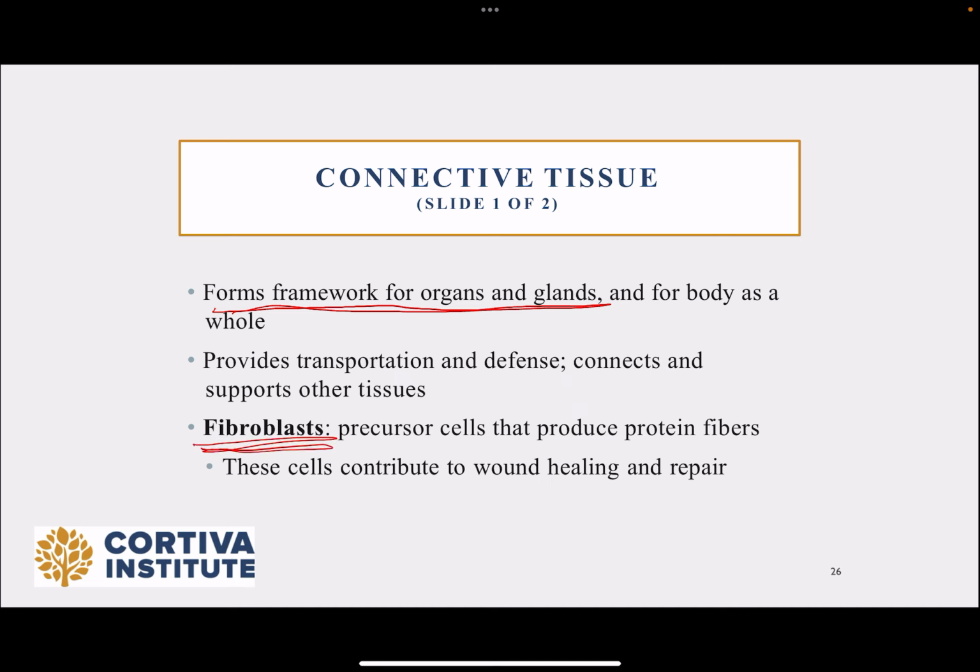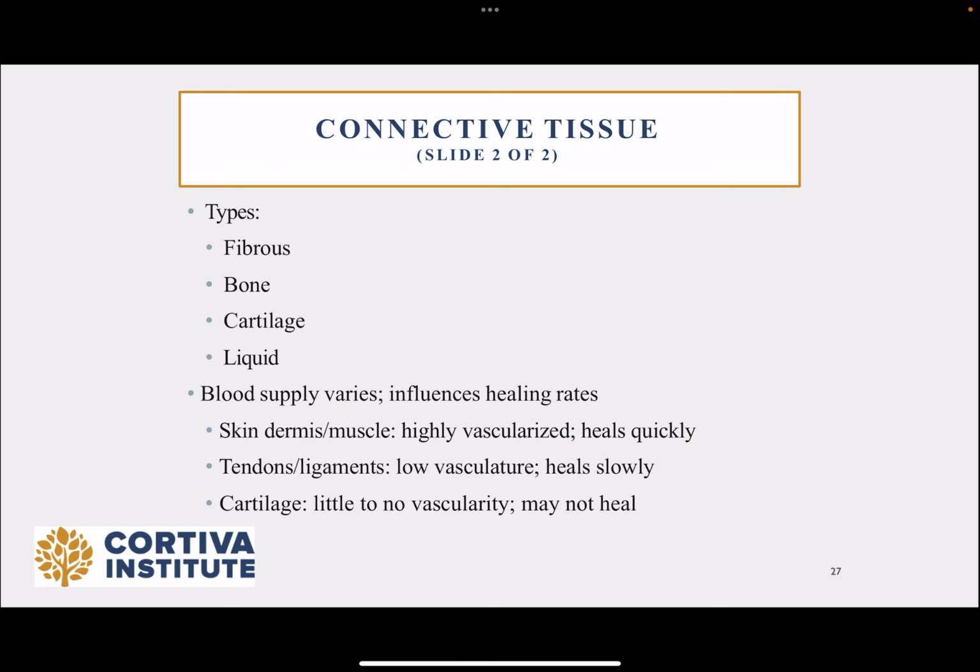Fibroblasts, right here, that's an important key word. Fibroblasts are precursor cells that help form protein fibers, right? So I eat fiber. Sometimes I have a Fiber One bar, and I can see that, but that Fiber One bar has protein, right? Fibroblasts, try to think of Fiber One bars that have protein. I know it's a lot of information to grasp very quickly, right? So be aware. Fibroblasts are precursors to help produce protein filaments, right? Those are going to help and contribute to things such as wound healing and repair.